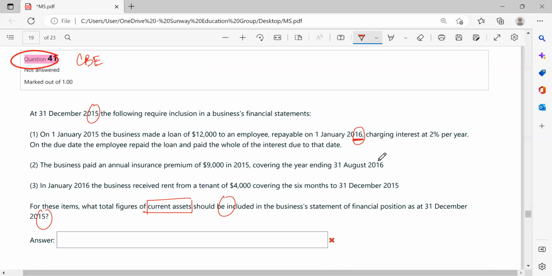Now, it's kind of simple. When your customer owes you money and they have to pay you next year, it's a current asset. That's why we put trade receivables under current asset. Now it's the same concept, just that it's not a customer owing you money. It's your worker owing you money and has to pay you next year. So current asset also.